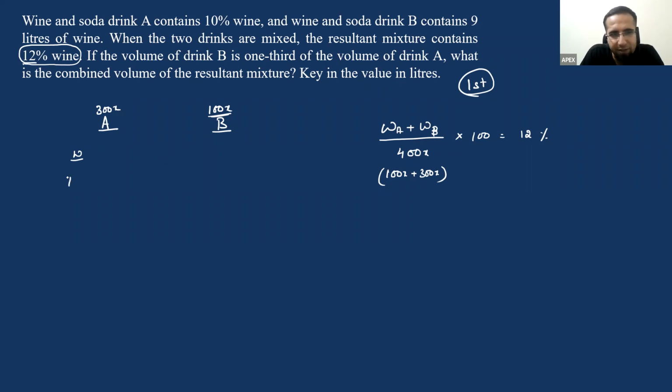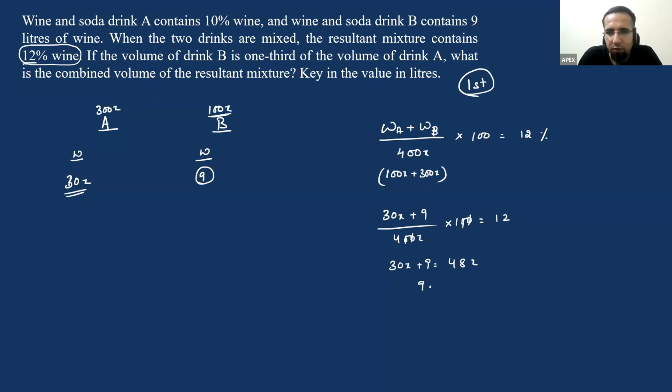Now, only 10% wine is in the first one, so therefore 30x. In the second case, wine is only 9 liters. So we can look at this as (30x plus 9) divided by 400x, into 100, is equal to 12. The zeros get cancelled. So we have 30x plus 9 is equal to 48x, or we have 9 is equal to 18x, or the value of x is equal to 9 by 18, which is equal to 1 by 2. So very simple question, guys. We got the value of x.